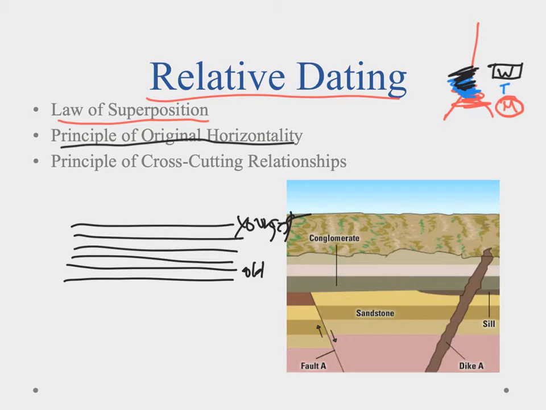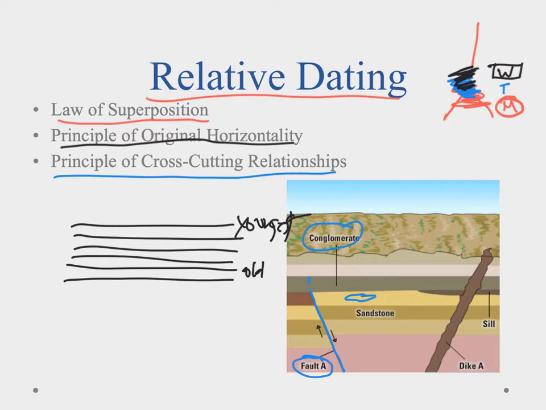And then our third and final principle is the principle of cross-cutting relationships. And that one makes a lot of sense if we look at the picture. What we're basically saying is, if we look at this fault here, we have fault A. Notice that fault A is going to break through these layers, but not this one here. So that means that for it to break through, the layers had to be there before it. That allows us to say that this conglomerate layer is going to be younger than this sandstone layer because the fault doesn't go through it.